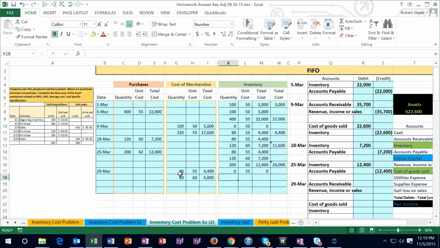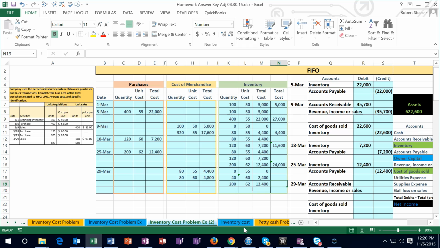0 times anything is 0. So I'm going to say this equals the 120, the second layer, minus the 80 that we ate into the second layer. That means we have 40 left. So of these 120 at 60, we sold 80 of them. Therefore, we have 40 left at a cost of 60. And therefore, we have the 40 times the 60 in dollars, 2,400. And of course, this 200 units, we can just bring down because they have not been eaten into in this transaction.